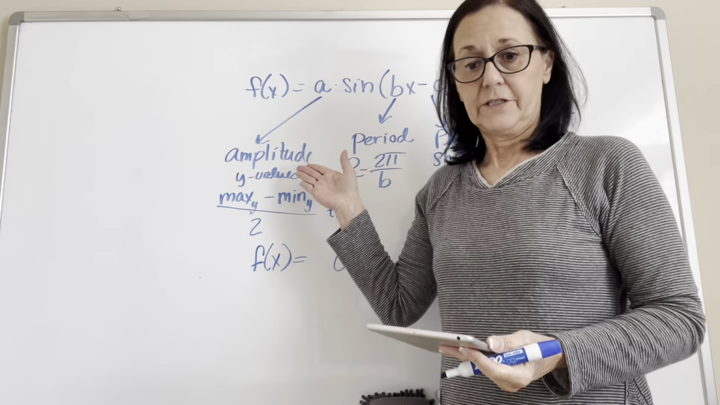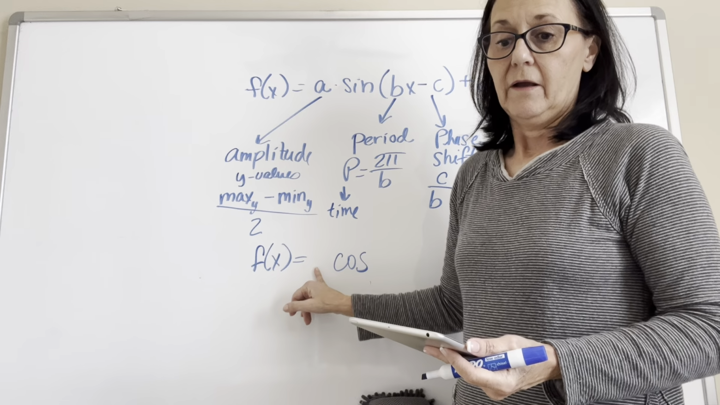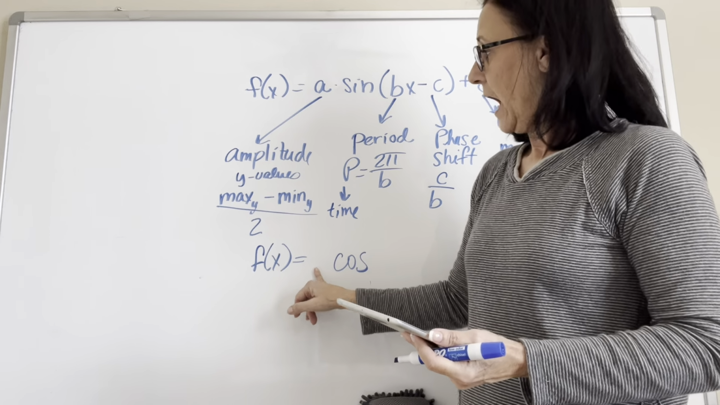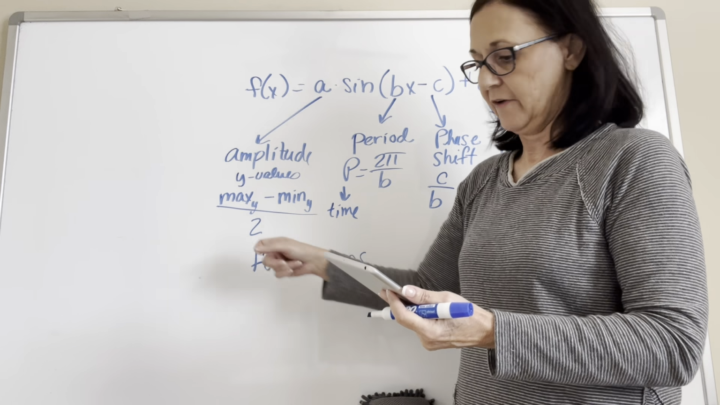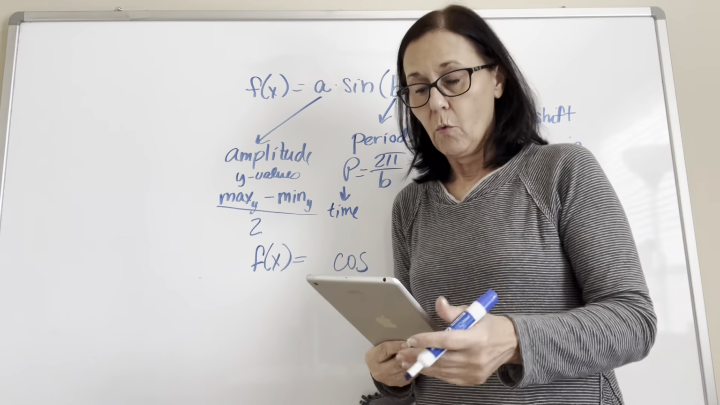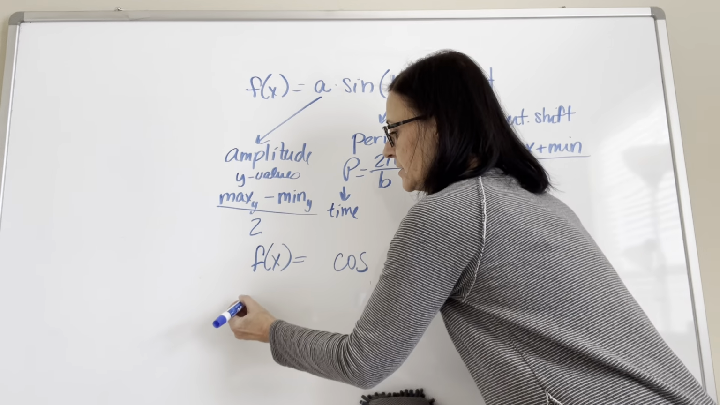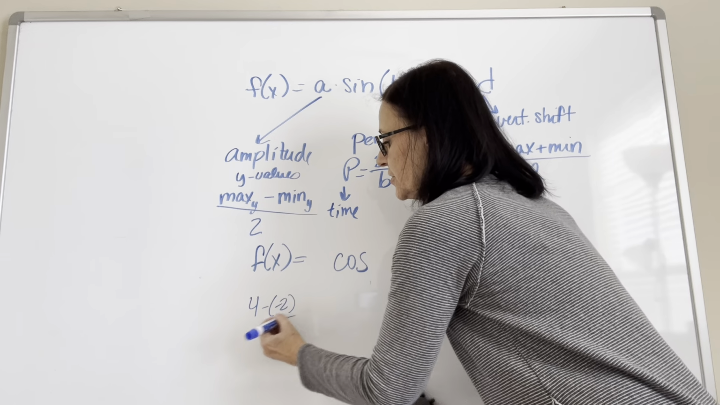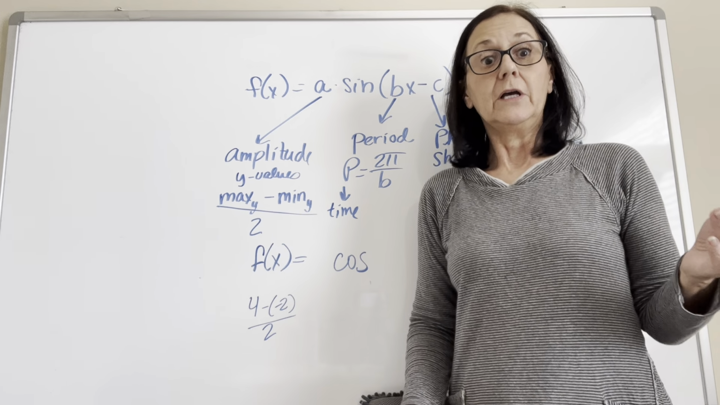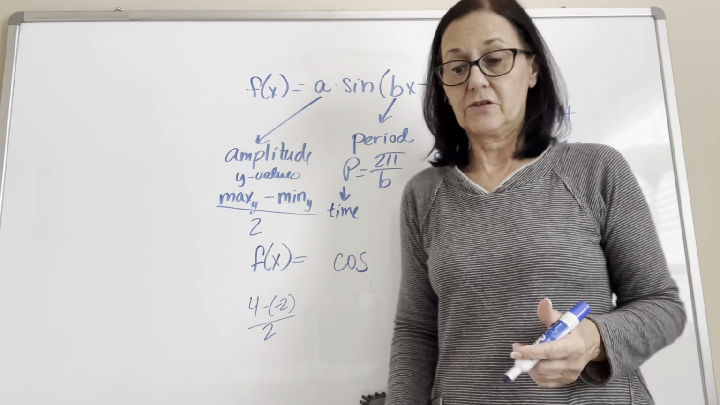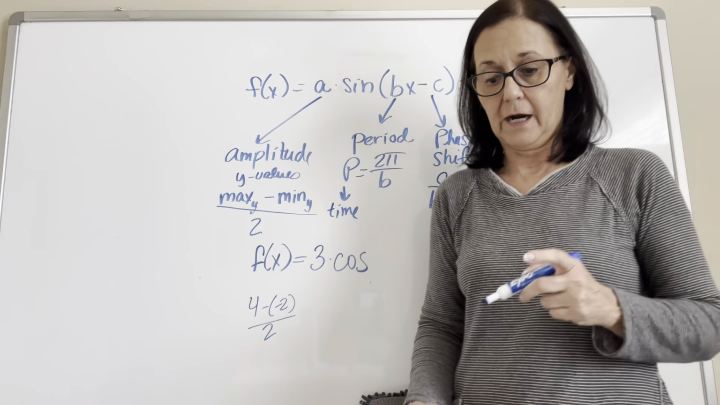Then I'm going to look at the amplitude. The amplitude is going to be out front. I can take the max y value minus the min y value and divide by 2. The max y value is 4, the min is -2, and I'm subtracting them. So it's 4 minus -2, over 2. Two negatives make a positive, so that is 6 divided by 2, which is 3. That's my amplitude. My amplitude is 3. It's multiplied, all right?